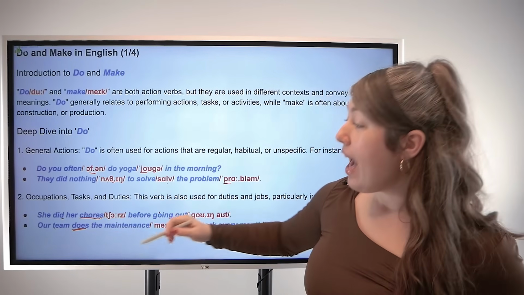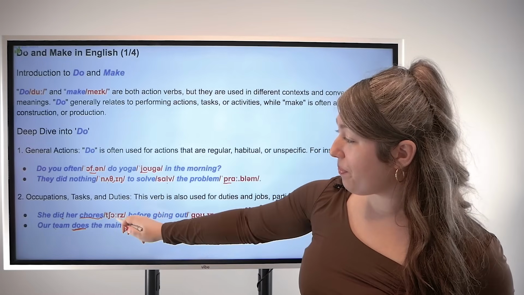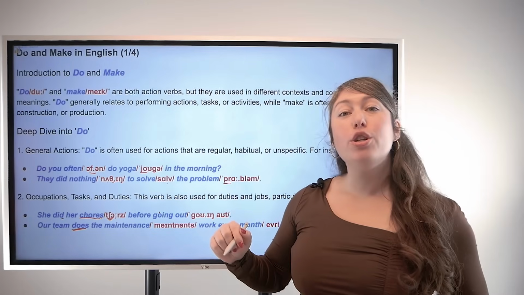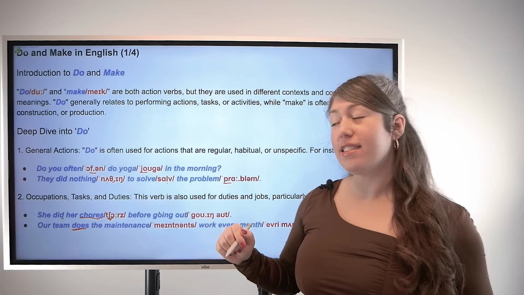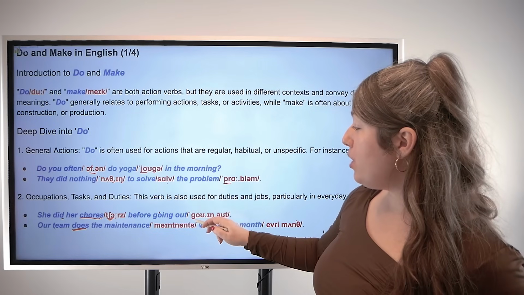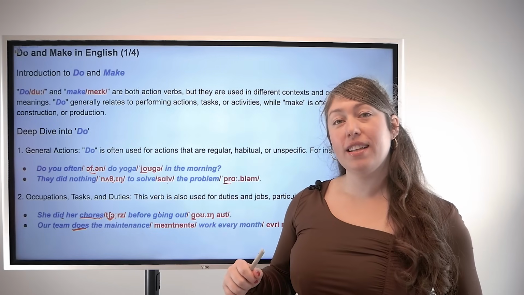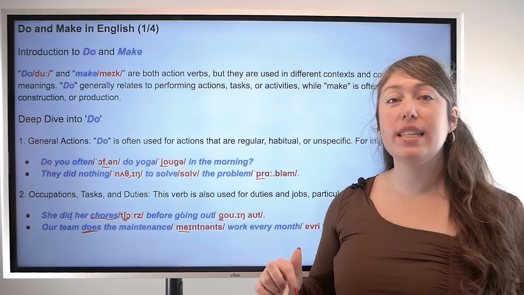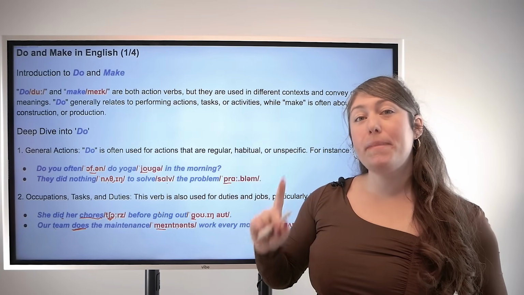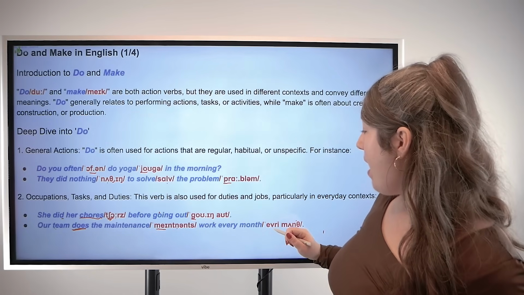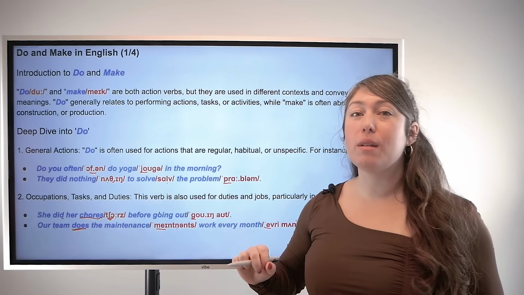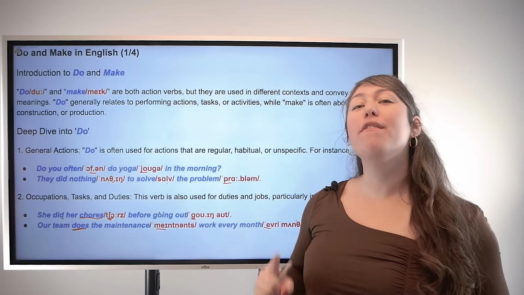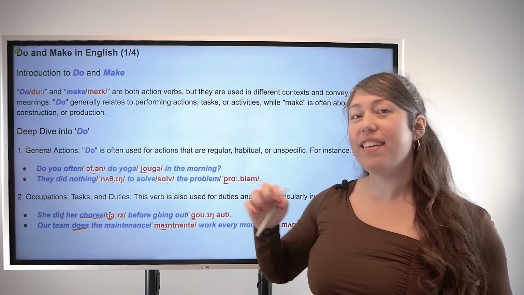Our team does. And let's go back and check pronunciation. Chores. We've got the CH sound at the beginning. Chores. And going out, we stress the first syllable. Going out. And maintenance, we stress the first syllable. Maintenance. And we have every month. Stress the first syllable. Every month. And we have that TH sound, so put your tongue between your teeth. Every month. Very good.